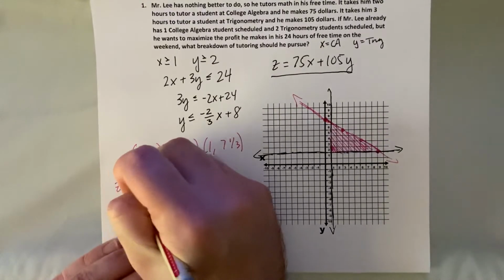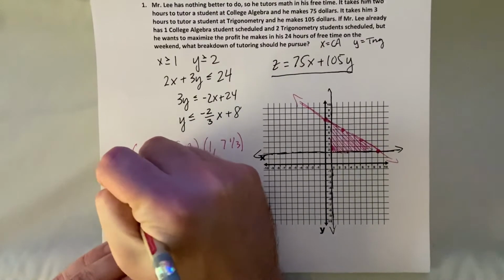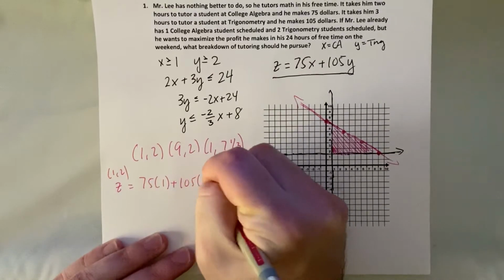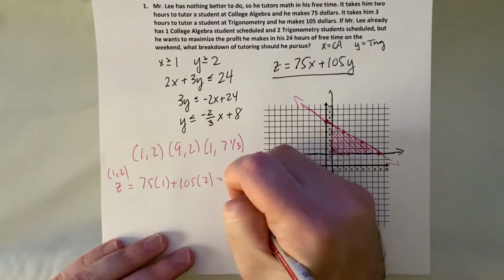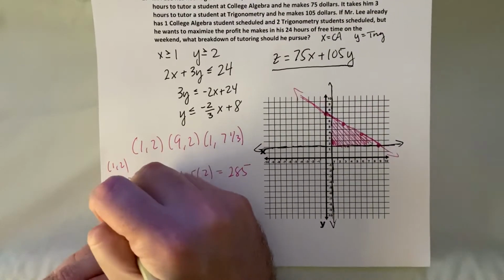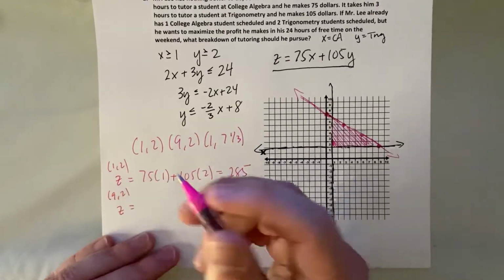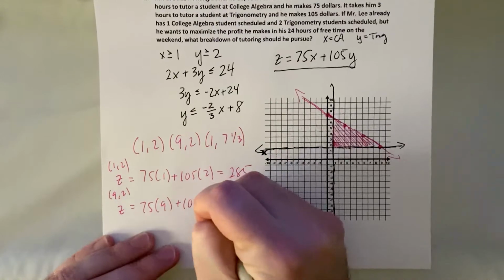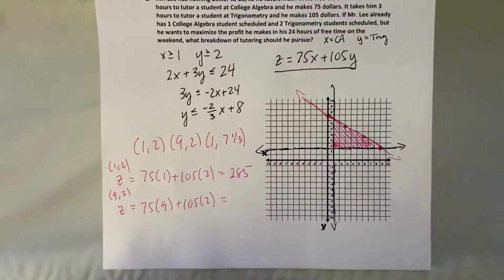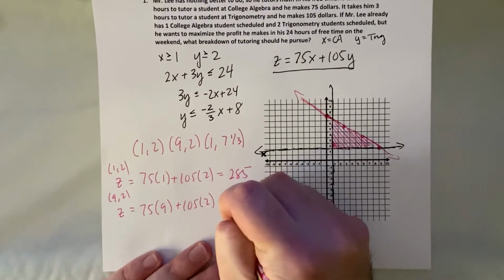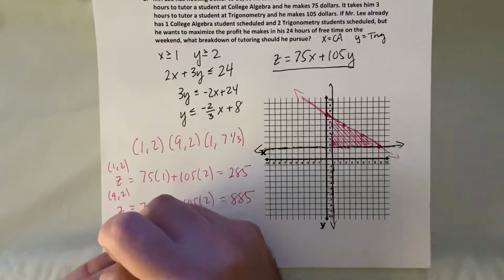So z at 1, 2: z equals 75 times 1 plus 105 times 2. That's 75 plus 210, which is 285. At 9, 2, z equals 75 times 9 plus 105 times 2. 9 times 75 is 675. 675 plus 210 is 885. It's a lot of money.